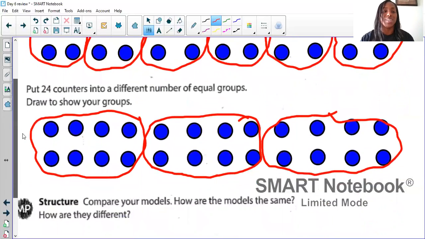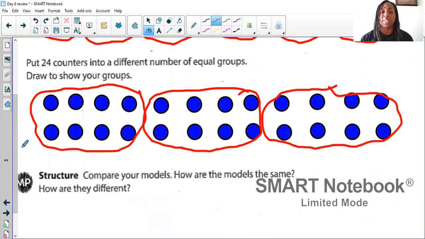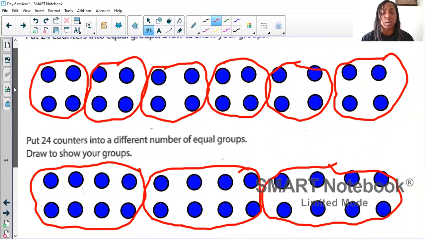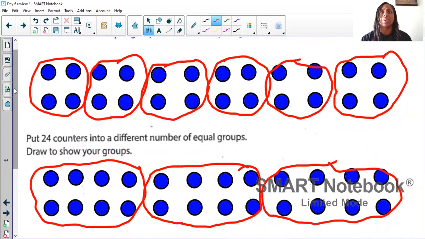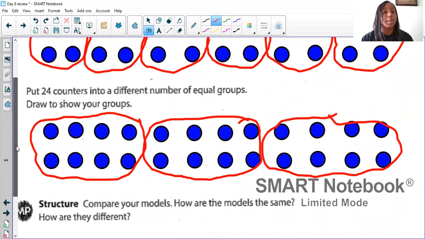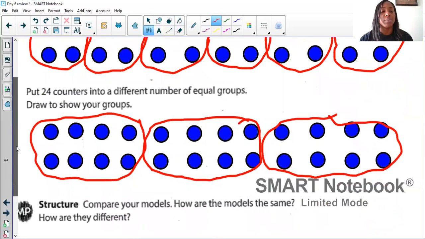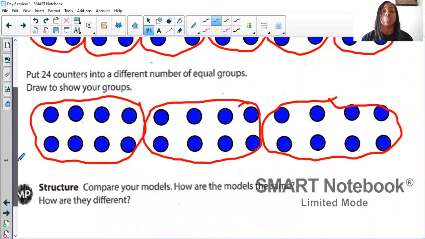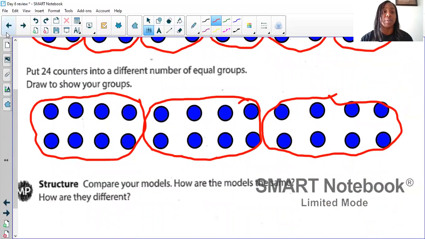So the question it's asking us at the bottom of this page for day 6 is, compare your models. How are the models the same and how are they different? So if I take a look, the models are the same because they're equal groups. But how are the models different? Well, I'm showing 6 groups of 4 at the top, and how many groups at the bottom? Groups of what? 8. Very good. 3 groups of 8. So that's how they can be different.